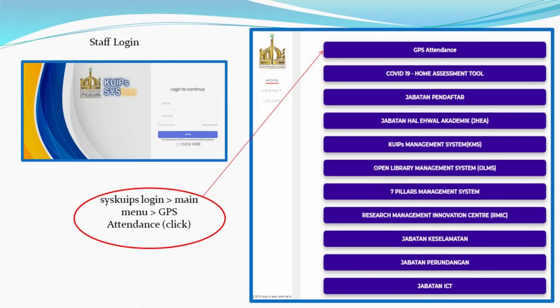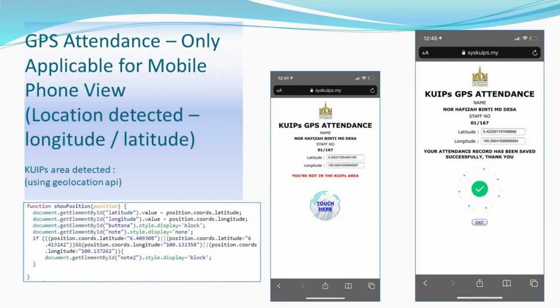For staff login, after they insert user ID and password, the main menu option will display. To record their attendance, they need to click the GPS attendance button. They use a mobile phone, because this GPS attendance only supports mobile devices, where they need to activate the GPS system. This is the interface for the GPS attendance, where location is detected by longitude and latitude using geolocation API. Staff only needs to touch the screen for clock in and clock out to record the attendance.